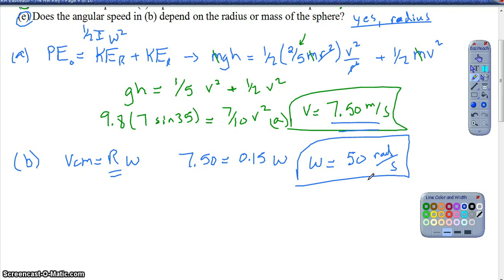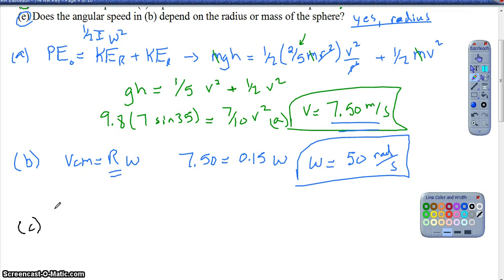So then my final question is, through what angle in radians does the sphere turn as it rolls down the incline? Right, so through what angle in radians does it turn through as it rolls down the incline? Well, for part C, again, you could do a couple different things. You could do some angular kinematics. You could say that it starts at rest, you know how far it goes, all that fun stuff.